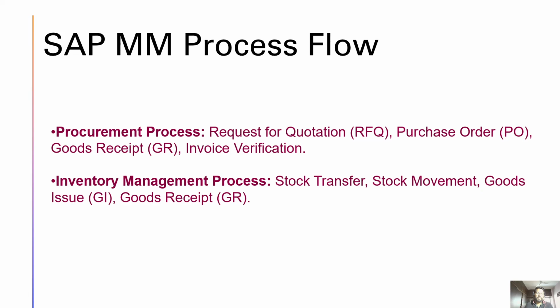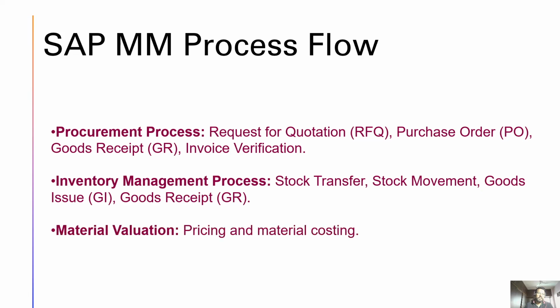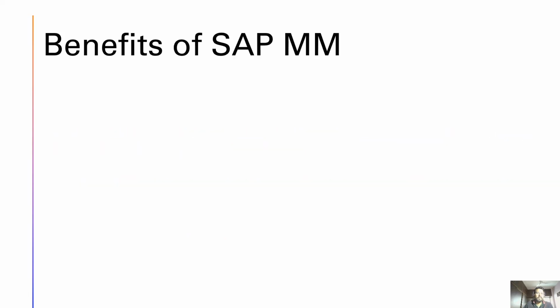The next one is the inventory management process. Under that, we can do multiple things like stock transfer, stock movements, goods issue, goods receipts. Another one is material valuation. In that we can do pricing and material costing.